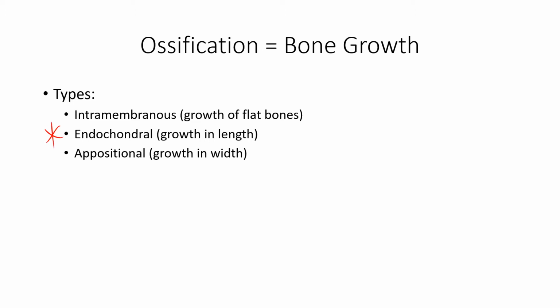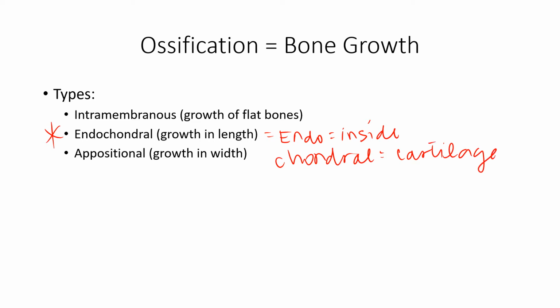Let's pick on that word for a minute. Endo means inside. And chondral, that sounds familiar, right? That should. That's cartilage. And of course, this is how bones grow longer. So if you've got a 5-year-old's bones, over time they grow longer and they become a 10-year-old's bones.